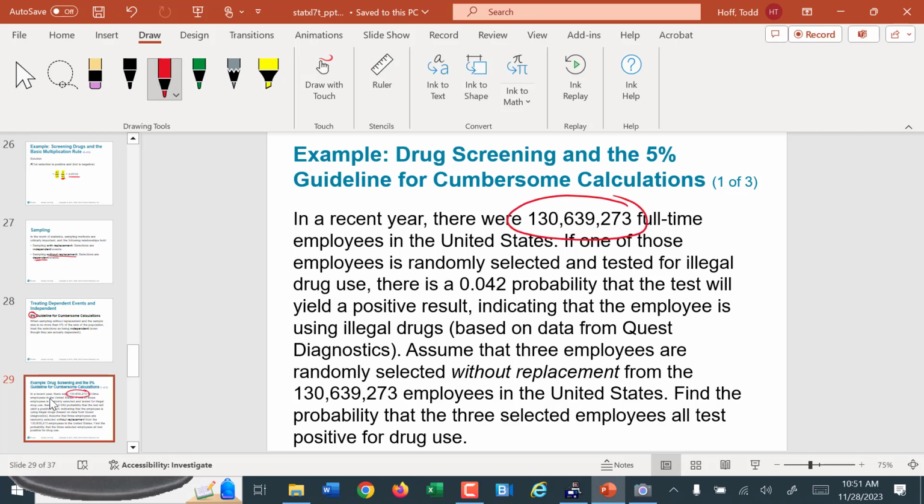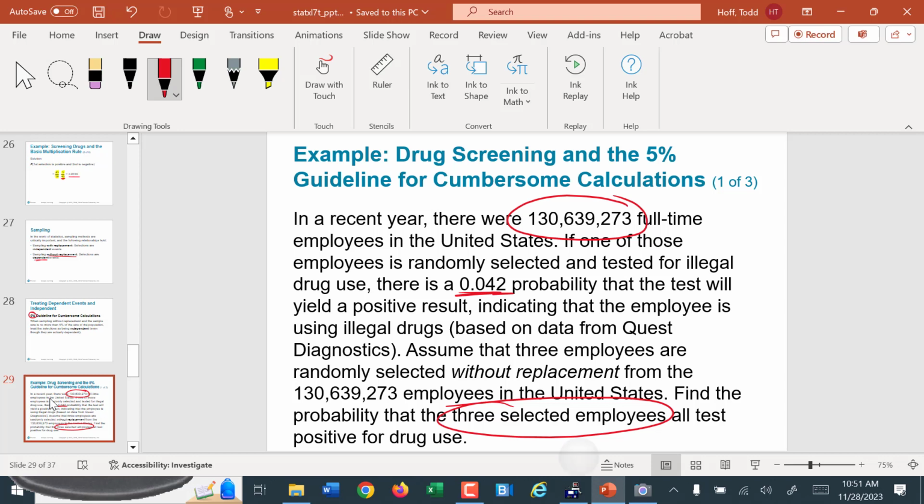there's 130,639,273 full-time employees in the United States. And history tells us the probability of a randomly selected employee testing positive for drugs is 0.042. And I want to randomly select 3 of them. So where are we at here? We're going to select 3 employees to see what's the probability that all of them test positive.